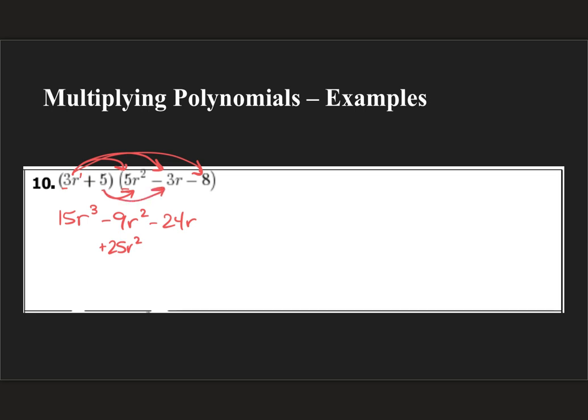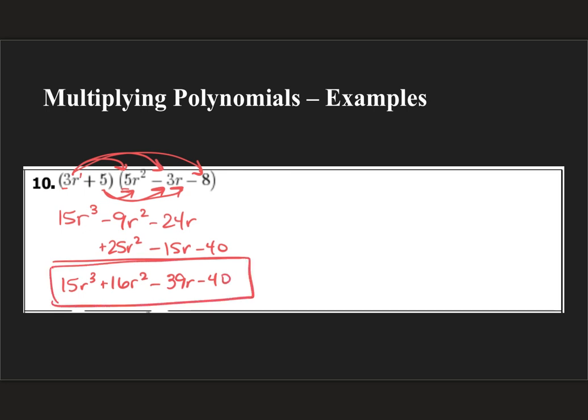Then we're going to do 5 times negative 3r. So 5 times negative 3 is negative 15r. And then 5 times negative 8 is negative 40. And then we're going to add. So 15r cubed. This is going to give us 16r squared. This is going to give us negative 39r and minus 40. So that's how you multiply when you have bigger, uglier things. You're just distributing.